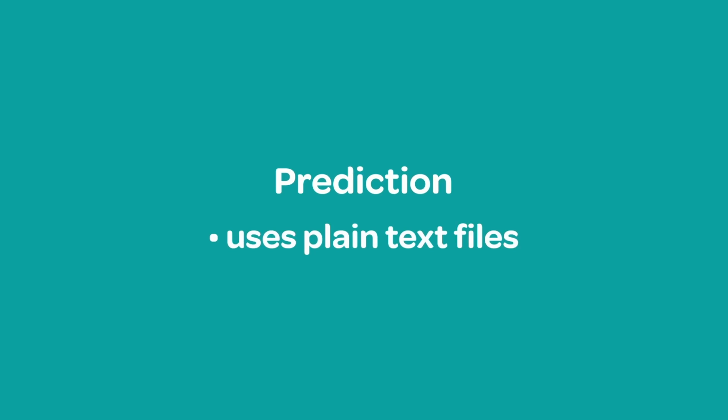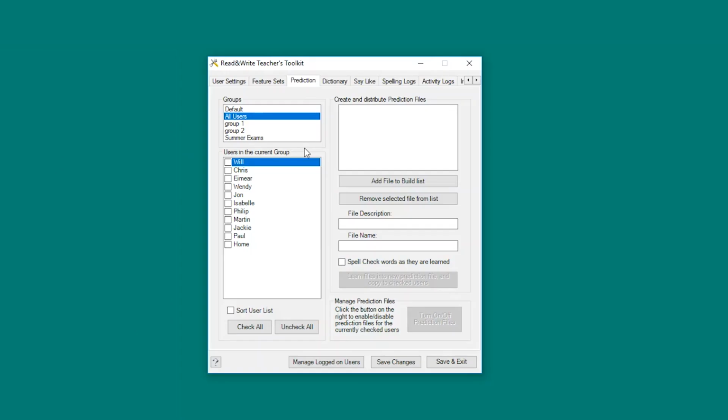The next tab is Prediction. Here, you can add words and phrases to Read and Write and distribute to selected students, so that the prediction feature will predict relevant words for the subject the student is studying. It uses plain text files, so make sure you have created the files in this format before proceeding. So let's add some geographical terms to assist students studying geography.